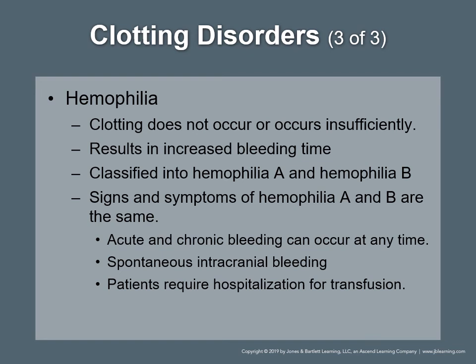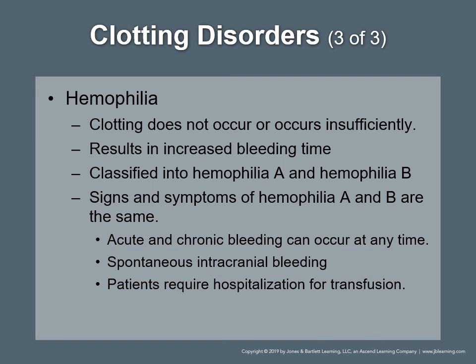Hemophilia is a genetic bleeding disorder in which clotting does not occur or occurs insufficiently, and this is the von Willebrand disease. The body is unable to develop spontaneous clots as normal. It results in increased bleeding time, occurs predominantly in males, and is classified into 2 primary types: hemophilia A, which is the most common type. It has low levels of factor VIII.